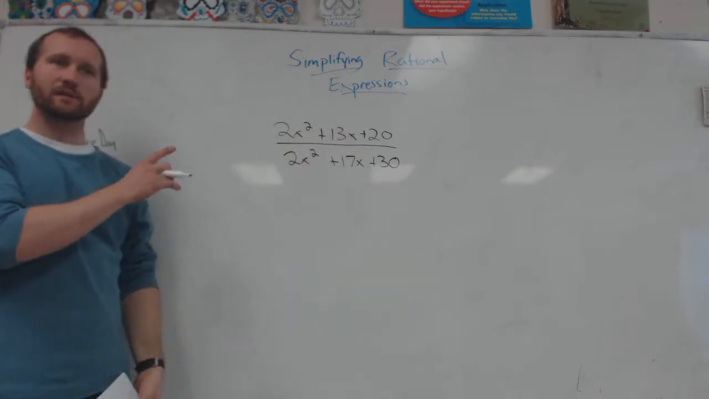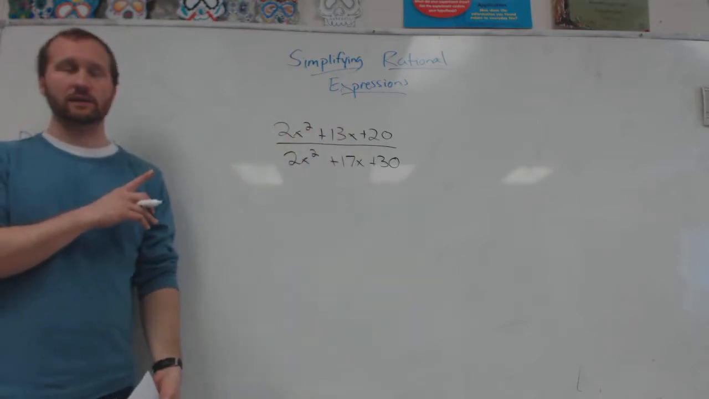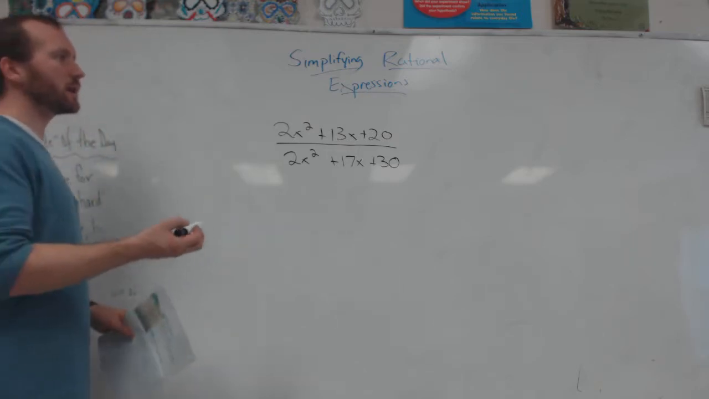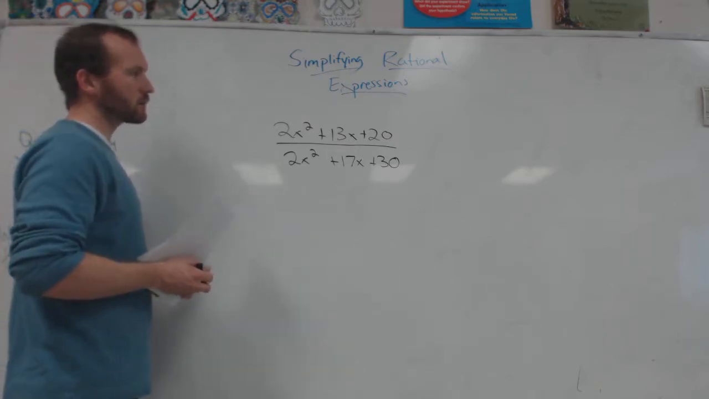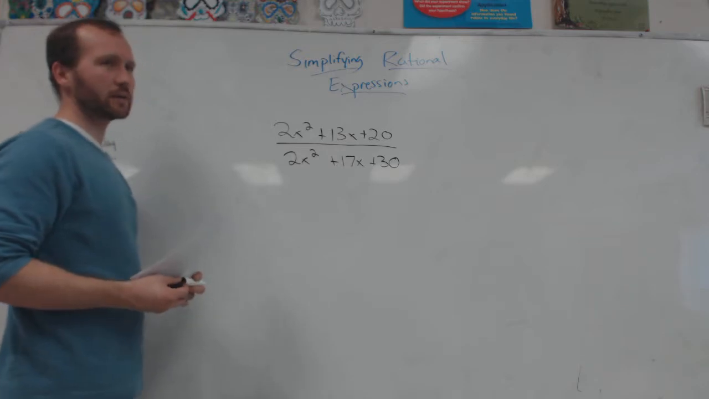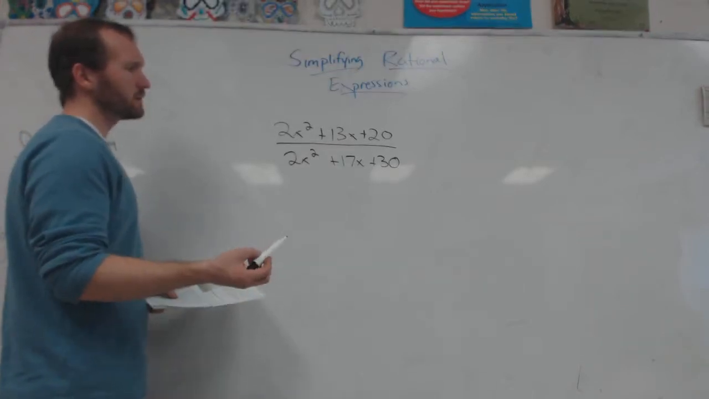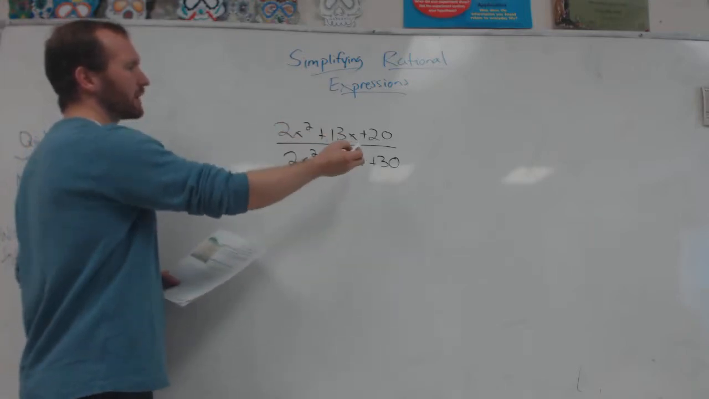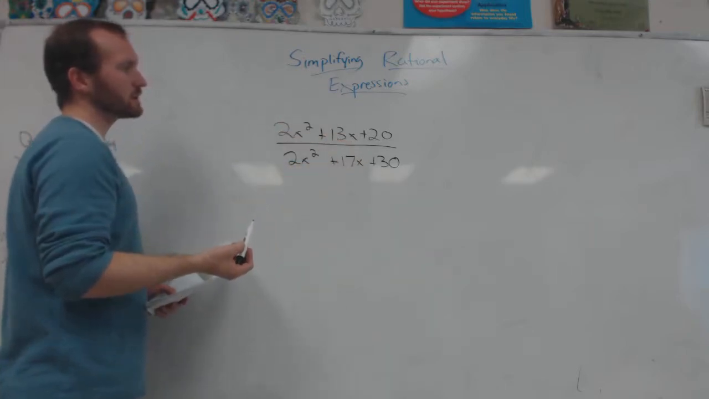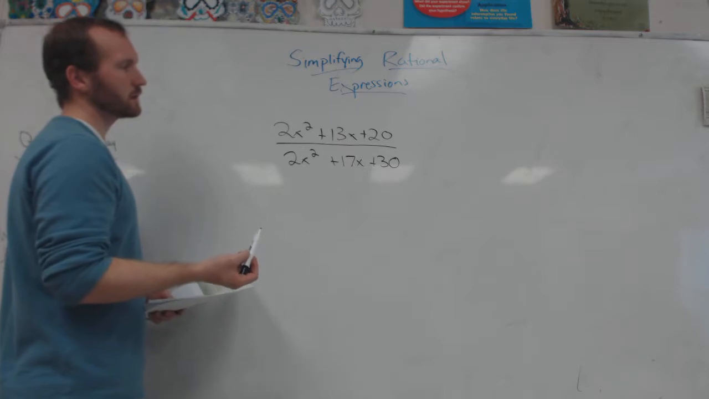But I can factor this. We've now learned how to factor things like this, so that's where you're going to start. I'm going to look at the top, 2x squared plus 13x plus 20, and I'm going to try to factor the top. So I'm trying to think of factors of 40 that add up to 13.